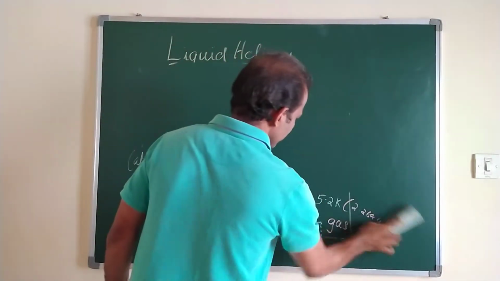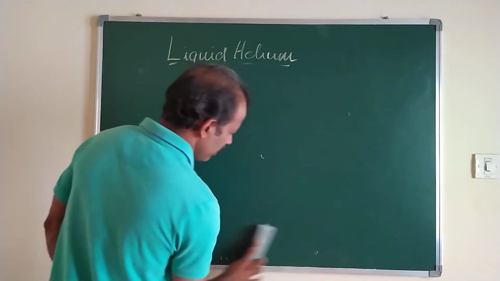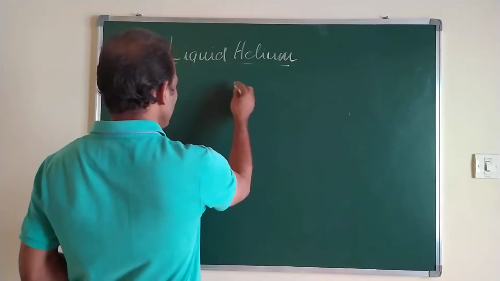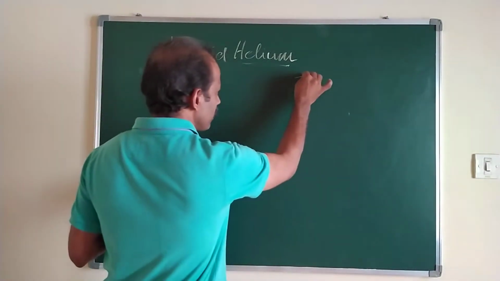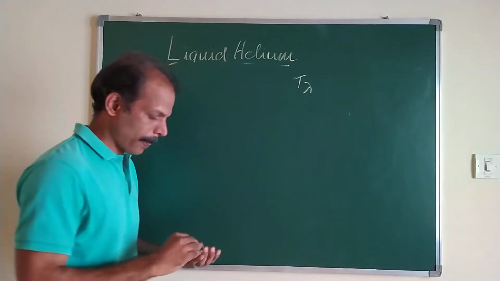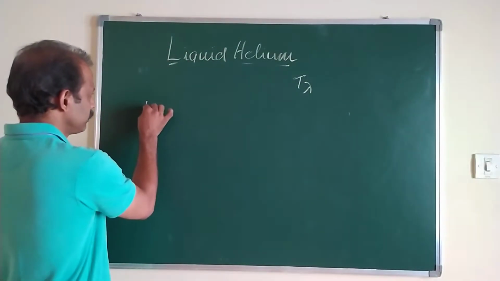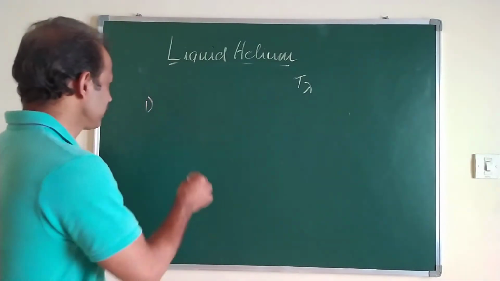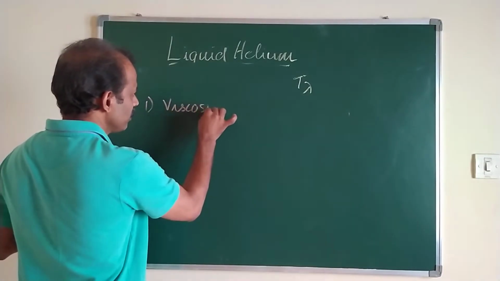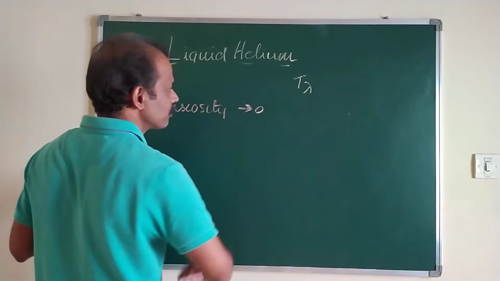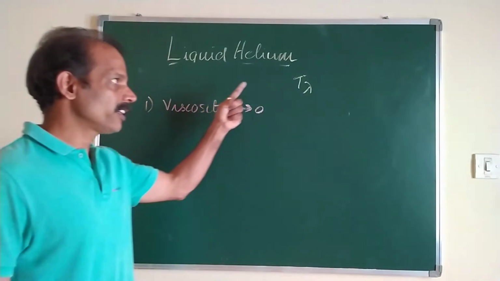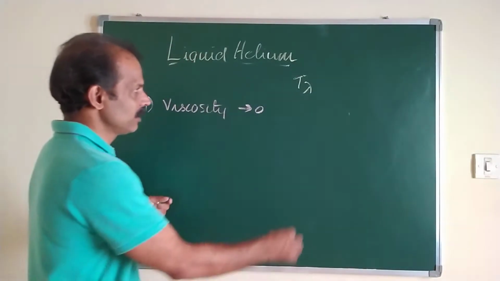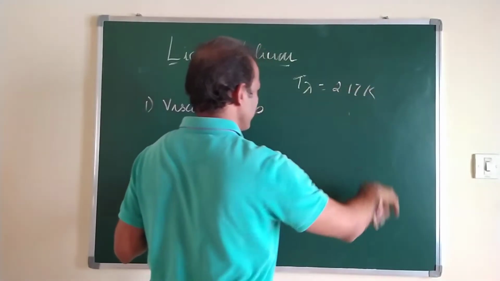And when it becomes liquid, at or below 2.17 Kelvin, or below T lambda, helium shows strange properties because viscosity tends to 0. The viscosity of liquid helium tends to 0 below the lambda temperature, that is below 2.17 Kelvin.